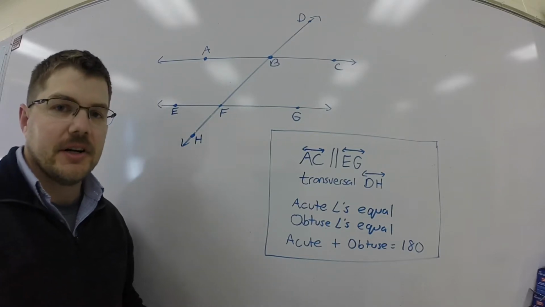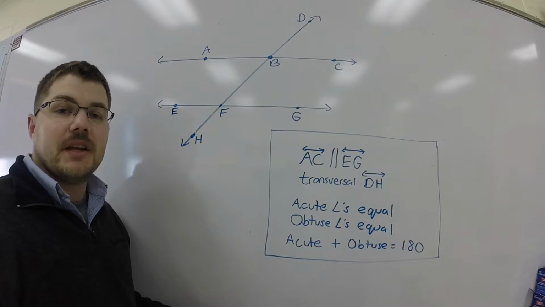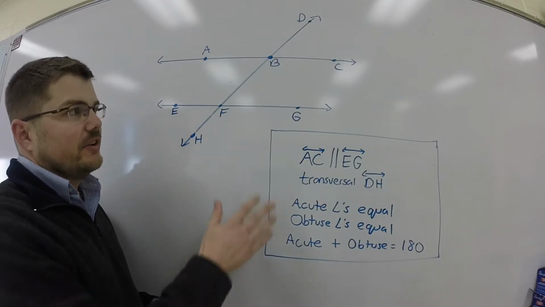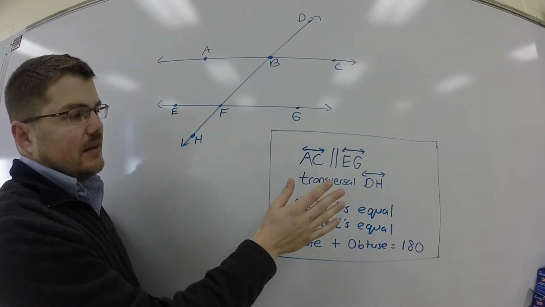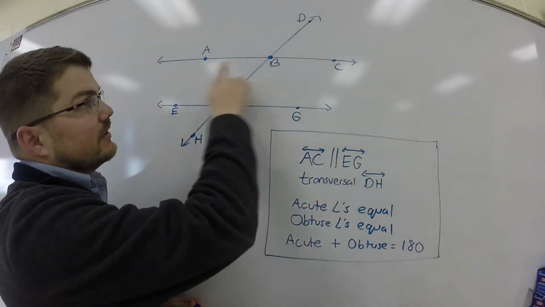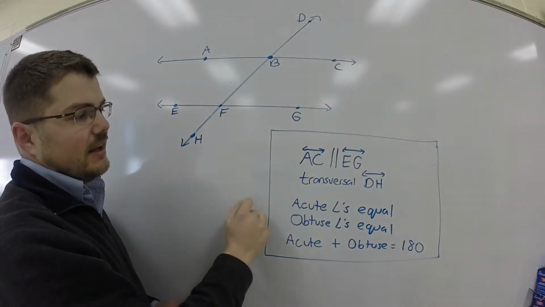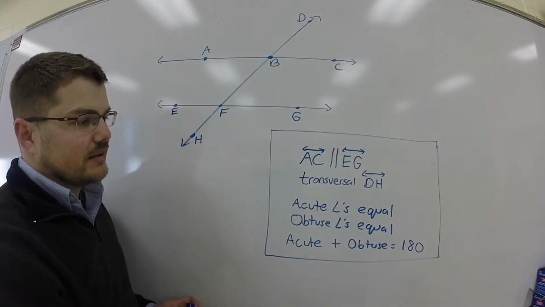Okay, class, today we're going to go over the second part of your study guide. We're going to go over 10 questions, and the 10 questions are all based on this diagram. AC is parallel to EG, so this line is parallel to that one, and you have a transversal DH cutting through the parallel lines.